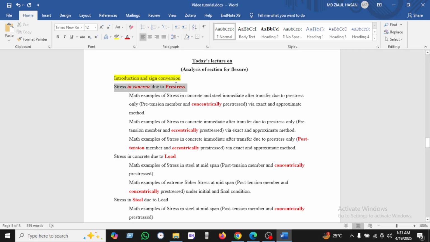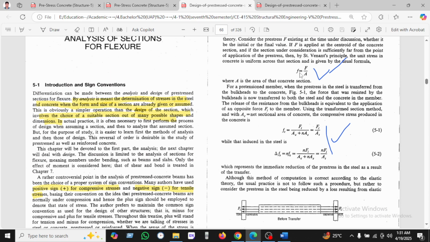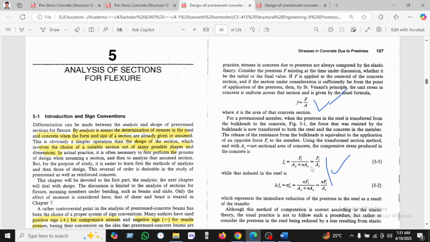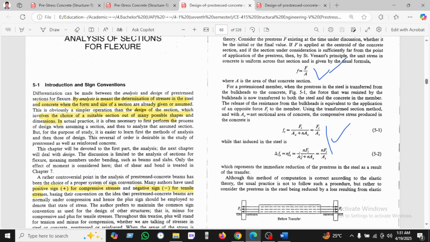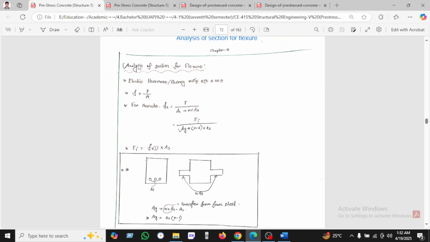Now we see the stress in concrete due to prestress. You can see here the stress is force per area, and we use this formula. We have been seeing the stress before transformation and during transformation, and after transformation of concrete prestress in a pre-tension member.